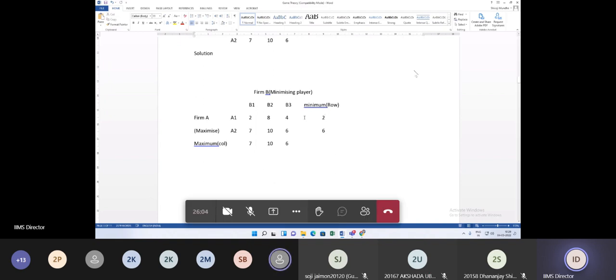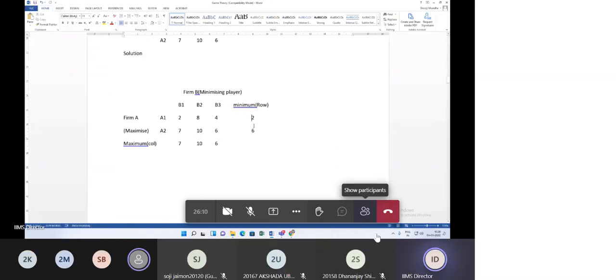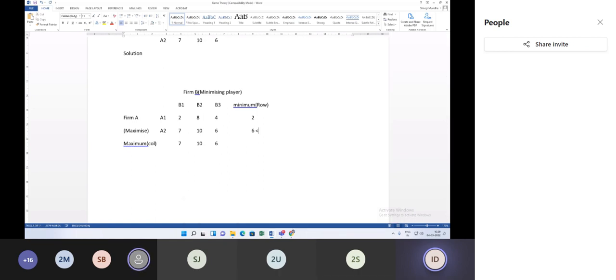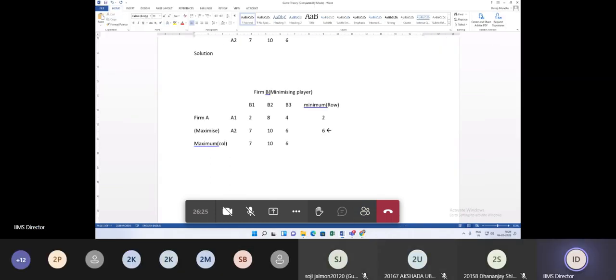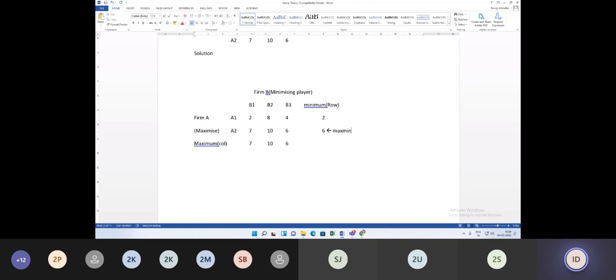Which is the maximum from these minimum values? These are the minimum values we just got, 6 and 2. Which is the maximum? 6 is the maximum. I made this arrow, and what is my policy? Max min policy I adopted.